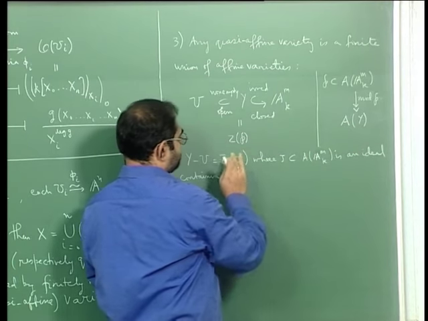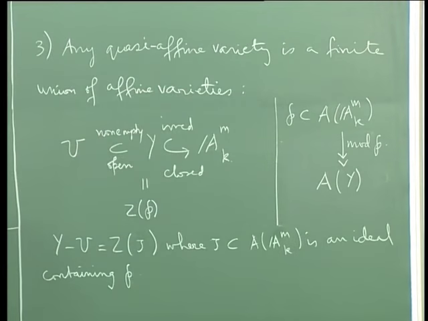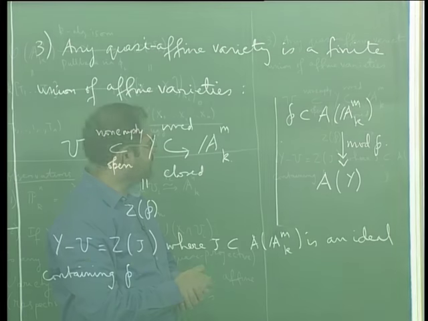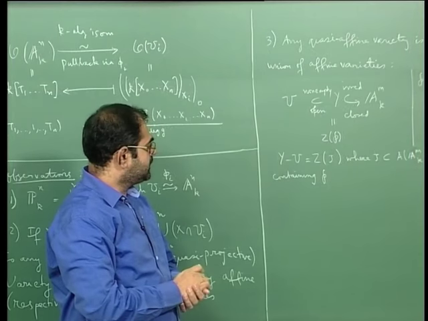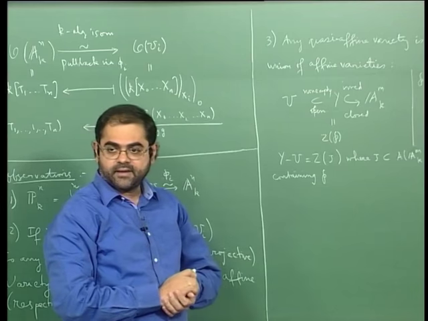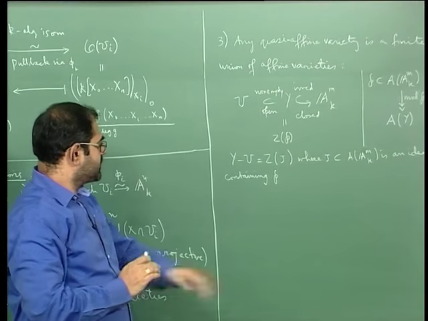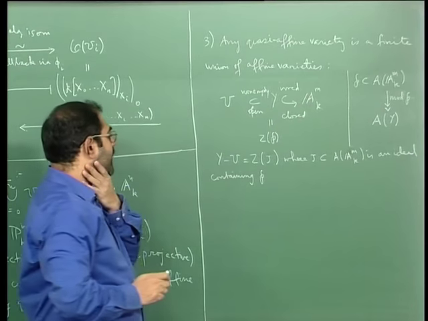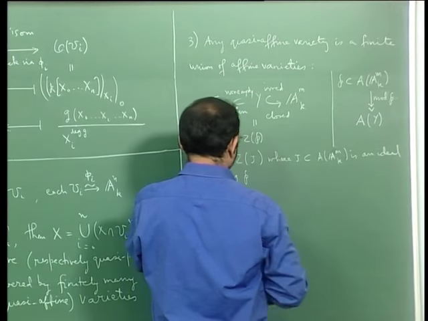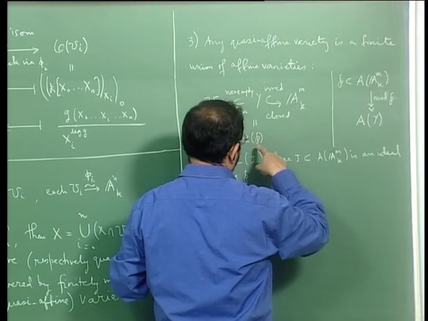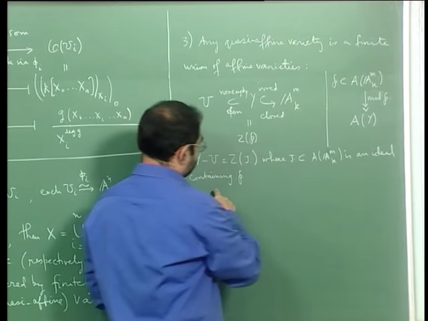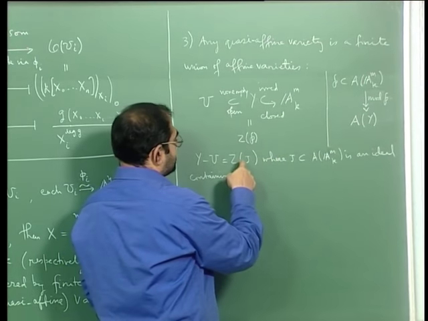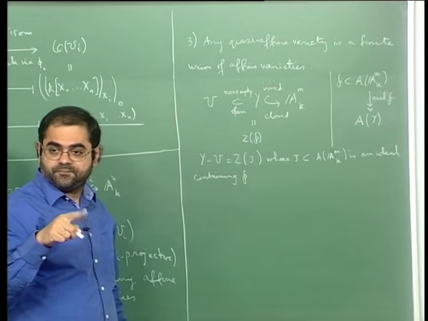I should simply put J. Just put J, it will be the zero set of J, and if you consider it as a zero set in the full affine space, okay. And of course, J will be an ideal which will contain P, because ZJ is contained inside ZP, okay.